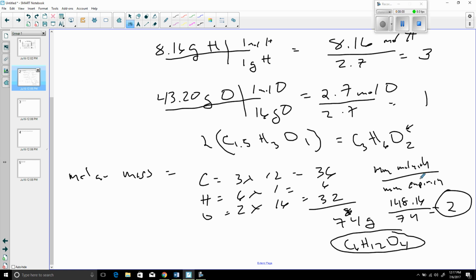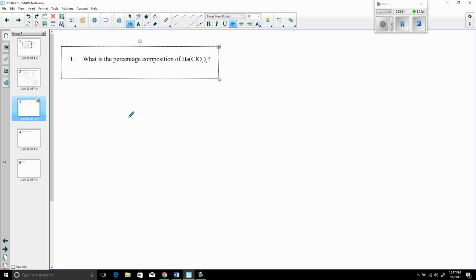I got that because I took the molar mass of my molecular formula, which was provided, divided by the molar mass of my empirical formula, which we found in the first question. We found the empirical formula, then we found the molar mass, and we divided that into that, and we got a factor of 2, so we simply multiply the empirical formula by 2 to get the molecular formula. And there you go.